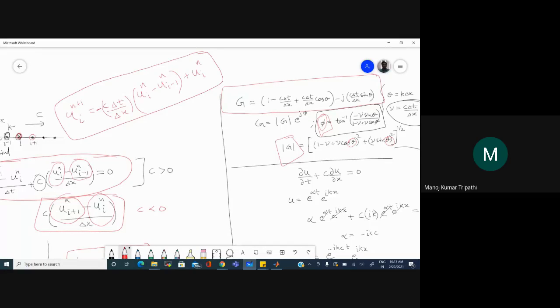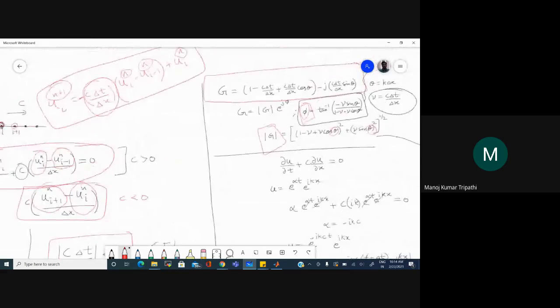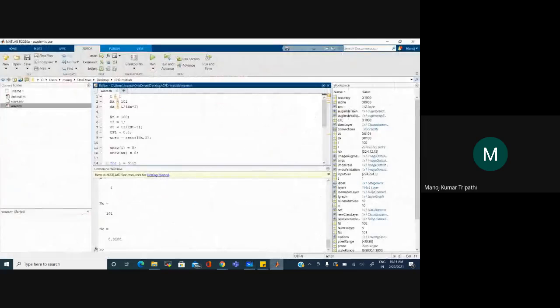So this is the explicit method where we are able to express wave height at the next time step n plus 1 in terms of wave heights at time step n. This is the previous time step or the current time step. So this c delta t by delta x, we are calling that CFL, which is our CFL number, and that should be less than 1, okay, for it to be stable. So let us go back to the MATLAB code.